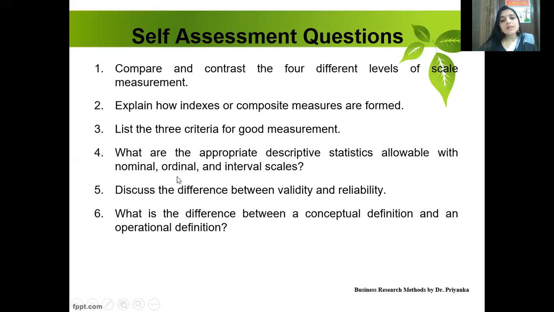Then fourth is, what are the appropriate descriptive statistics allowable with nominal, ordinal, and interval scales? To calculate a mean and standard deviation, interval or ratio scale is required. Or if we talk about some non-parametric statistics, then you can go with some nominal and ordinal data as well.